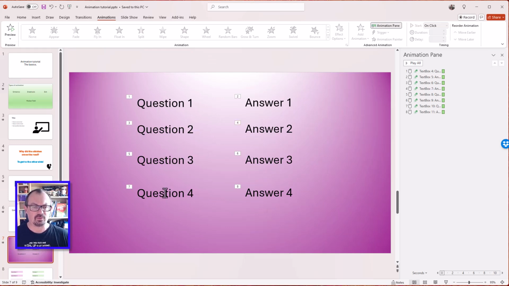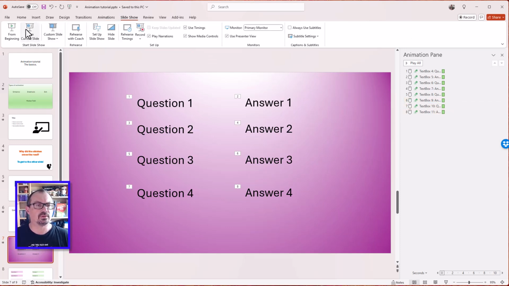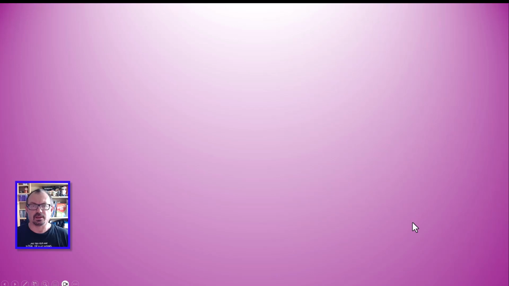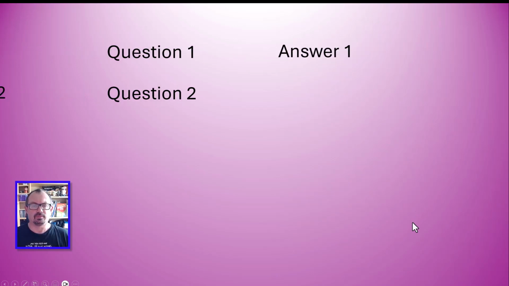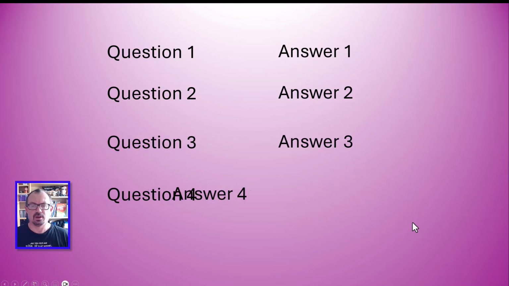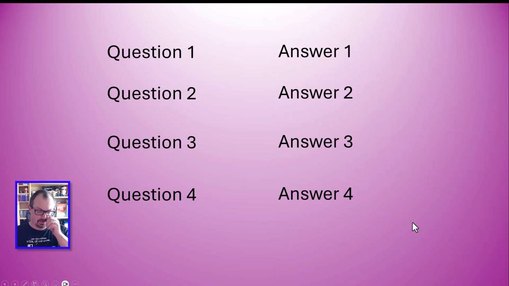If I'd gone down all the questions first and then gone down all the answers first, it would have made the questions animate and then the answers animate. I want this to go in this sequence. Again, you can then reorder them over here if you want to, because you see it says question, answer, question, answer, question, answer, question, answer. So if I run that as a show now, I'm going to click on question 1, answer 1, question 2, answer 2, question 3, answer 3, question 4, answer 4. So I've got my sequence there.